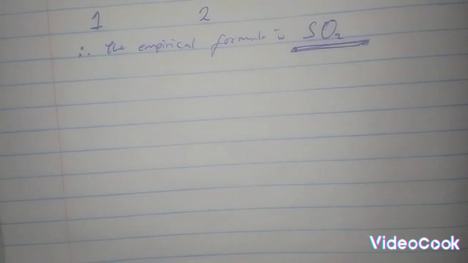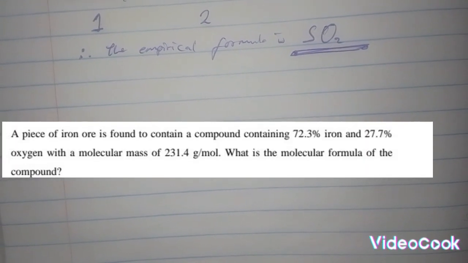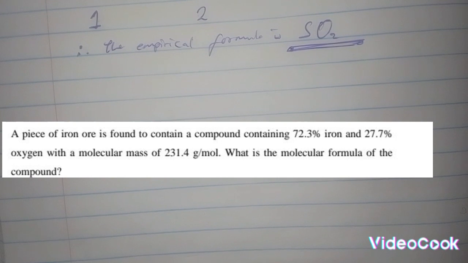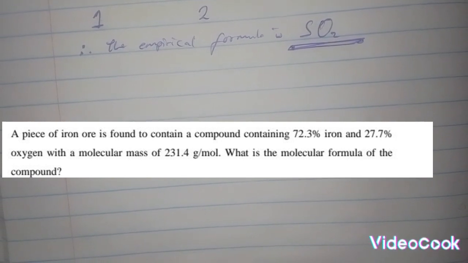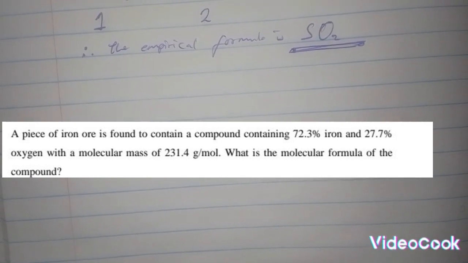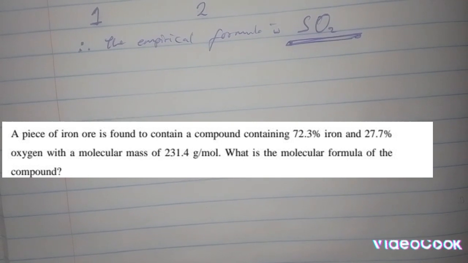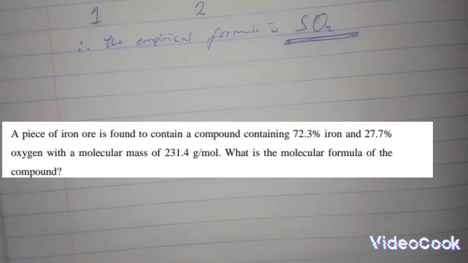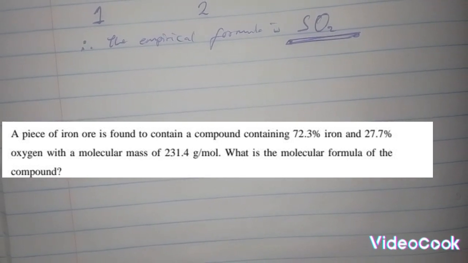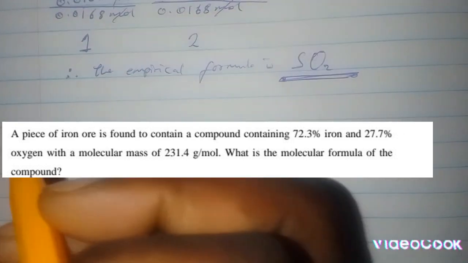Question number 2 says a piece of iron ore is found to contain a compound containing 72.3% iron and 27.7% oxygen with a molecular mass of 231.4 grams per mole. What is the molecular formula of the compound? So this is our second question, and I'll just draw a demarcating line here.